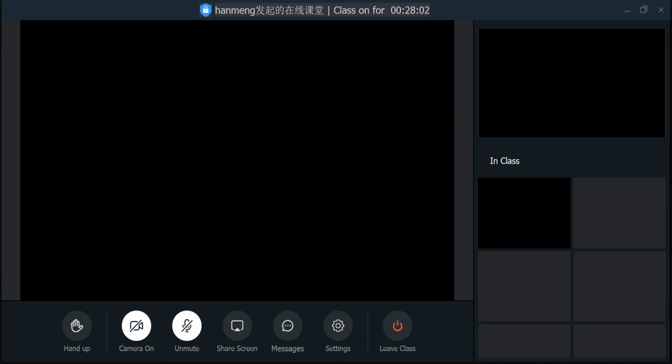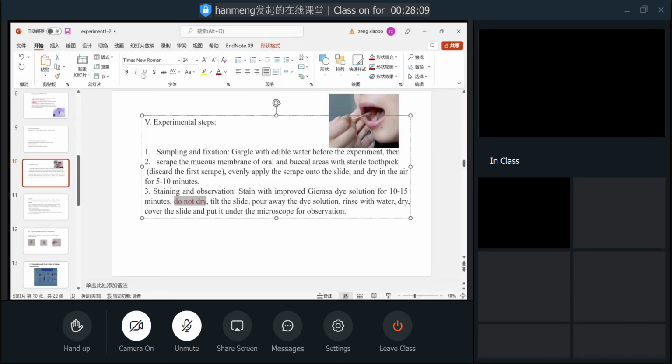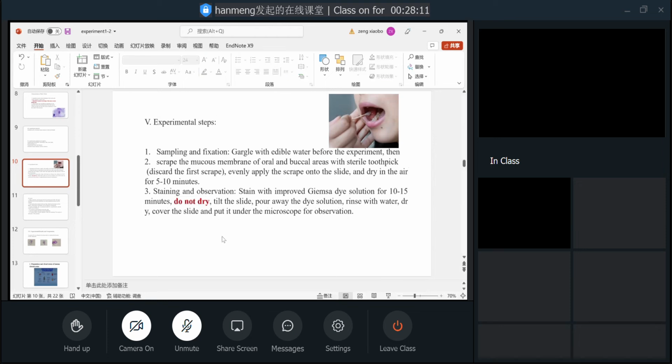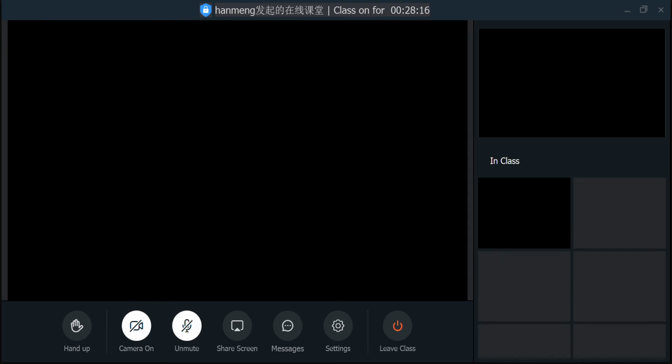Here you should pay attention. Do not let the dye solution dry. You should observe it carefully.